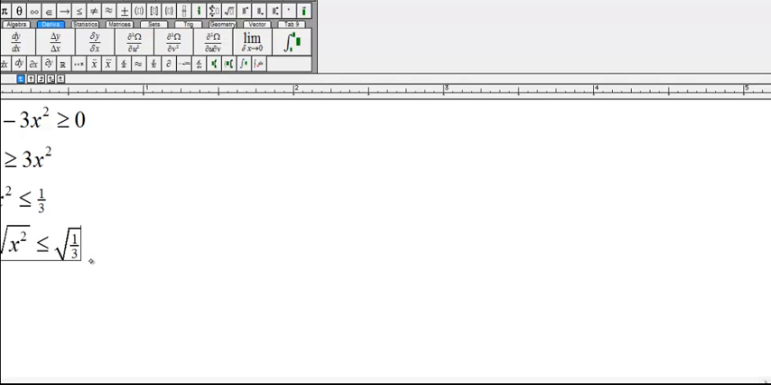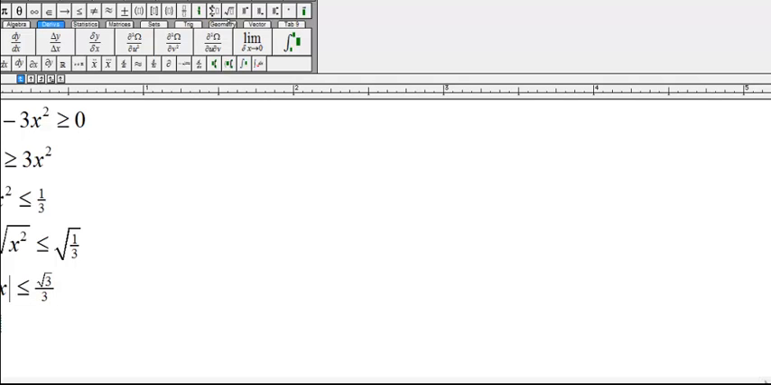Okay. Now, when I square root both sides, when I square root x squared, I actually get the absolute value of x. And on the right side, another way to write this would be 1 over square root of 3, or I could actually even write it as square root of 3 over 3 by multiplying top and bottom by square root of 3.